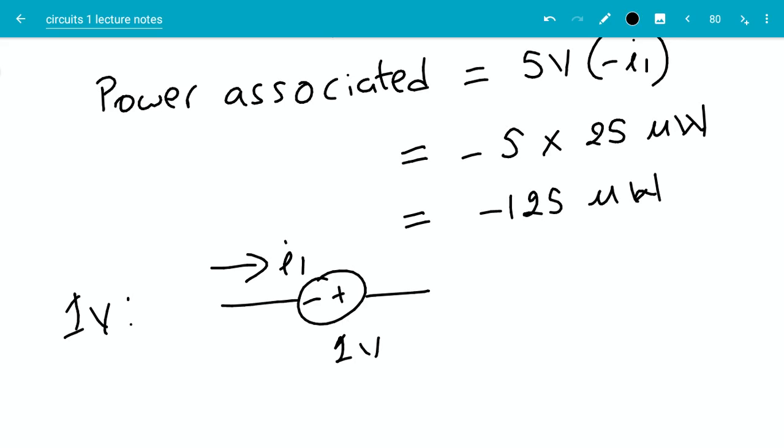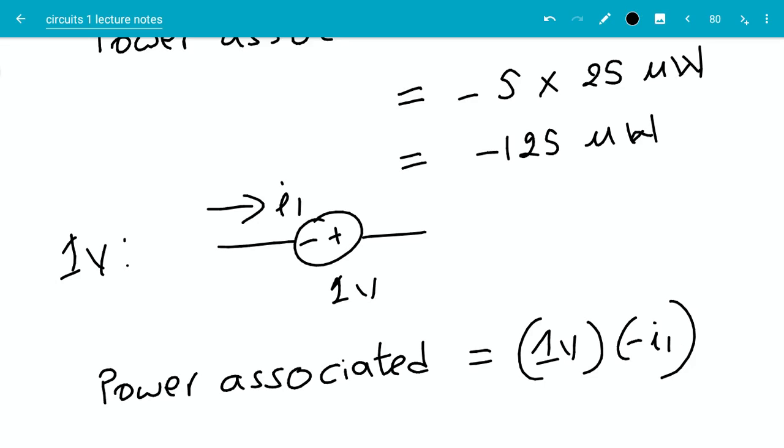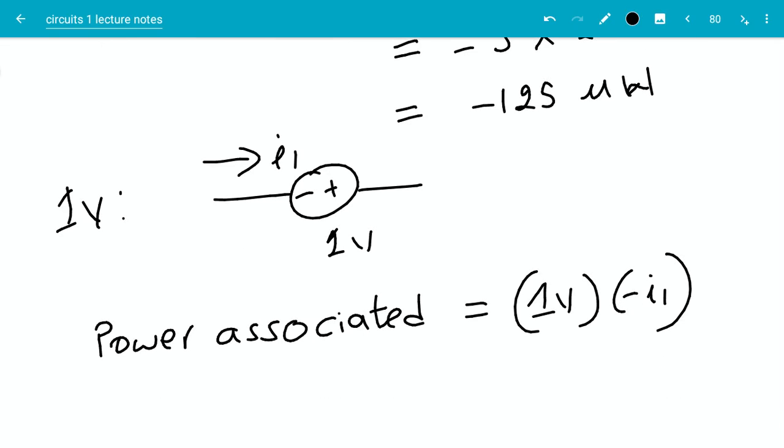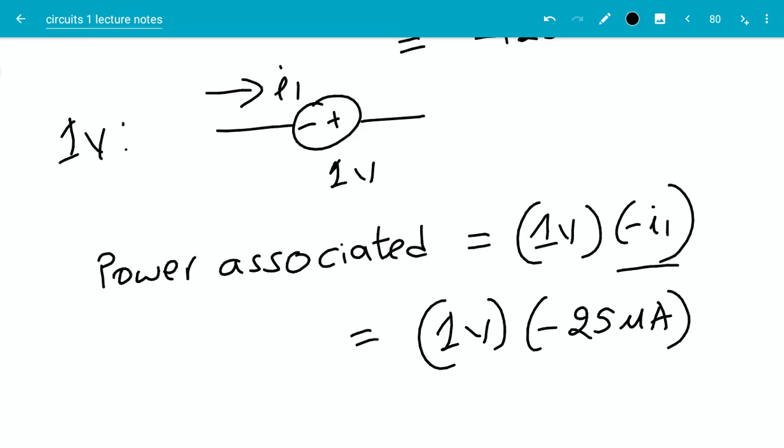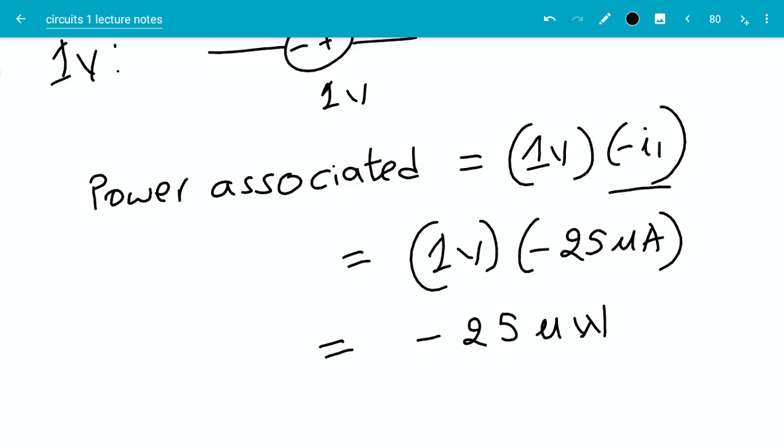Here's the relevant part of the circuit. The power associated will be voltage drop of 1 volt times the current in the direction of the voltage drop, which is negative I1. Substituting the values for I1, I get the power associated is negative 25 microwatts. Since the power associated is negative, this is also generating power.